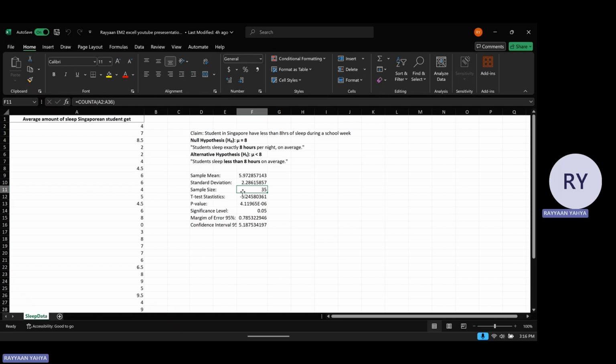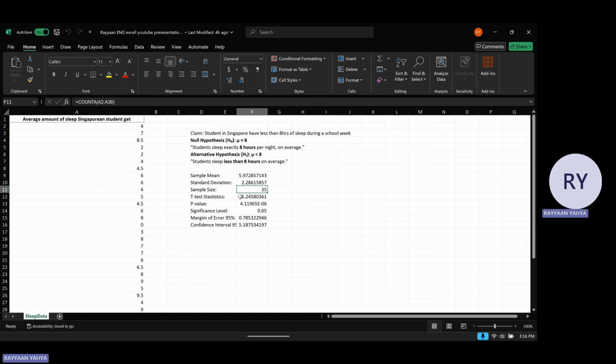Next, I used a t-test to see if students really sleep less than the recommended 8 hours or if the difference is just by chance. For my null hypothesis, mu equals 8, and it means that students sleep exactly 8 hours per night on average. The alternative hypothesis is mu less than 8, which is my claim, and it means students sleep less than 8 hours on average.